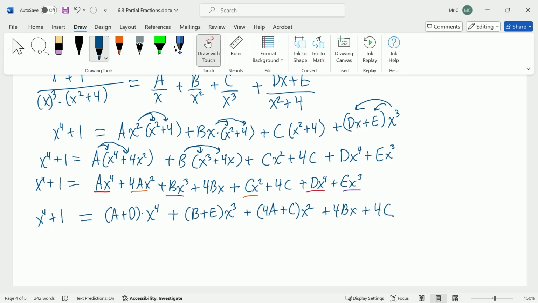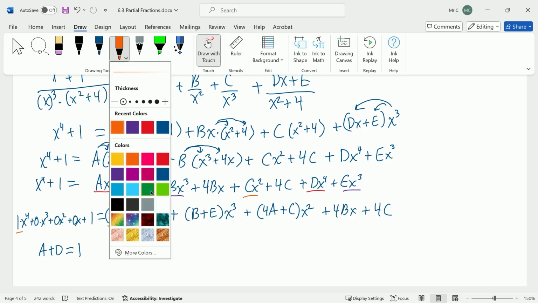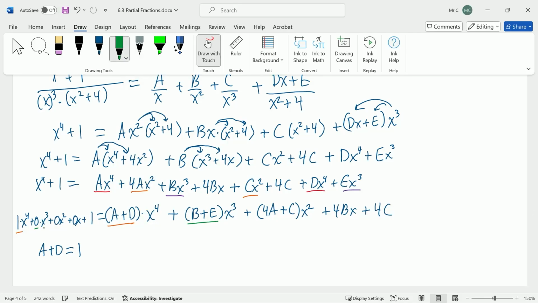Okay, so now we can start solving by making a system of equations. So I'm going to rewrite my left side actually a little bit. And think of this as 1x to the fourth plus 0x cubed plus 0x squared plus 0x plus 1. And the reason I did that is to illustrate that if these two polynomials are equal to each other for all x, they have to have the same coefficients, which means a plus d has to be equal to 1. And b plus e has to be equal to 0.